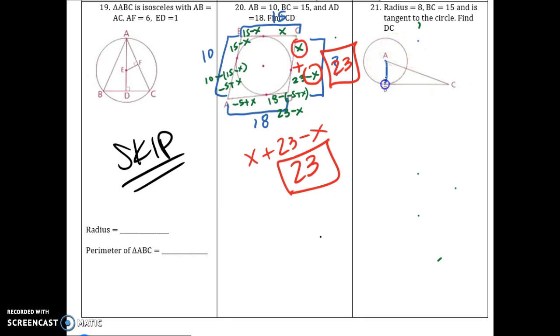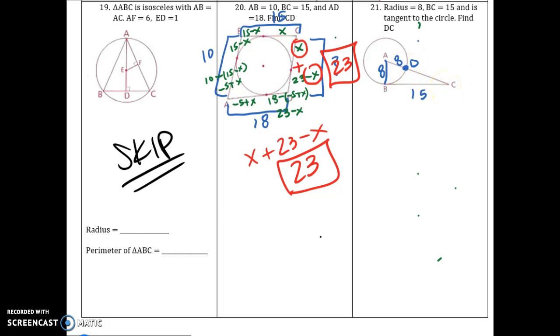So the radius equals 8. That's 8 and that's 8. BC is 15 and is tangent to the circle. Find DC. I think that should probably be find AC. Oh, actually, let's do it this way. I think D disappeared from my picture. I think that's DC.